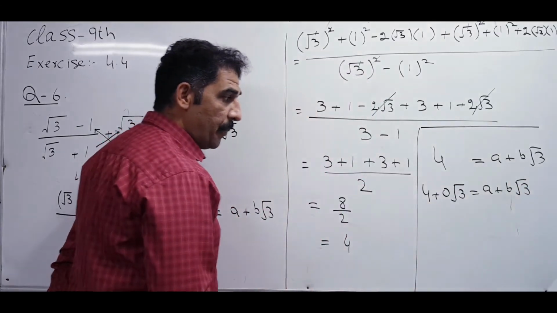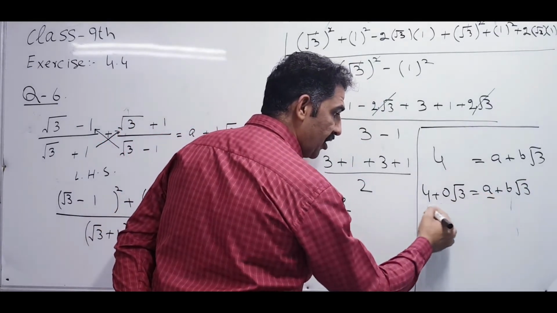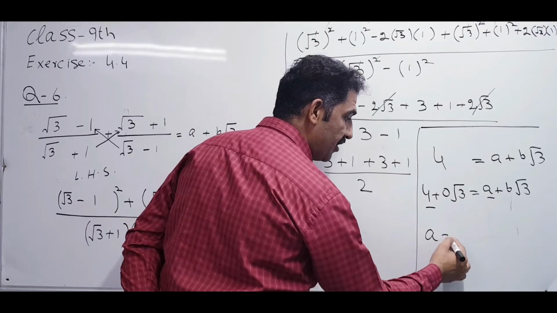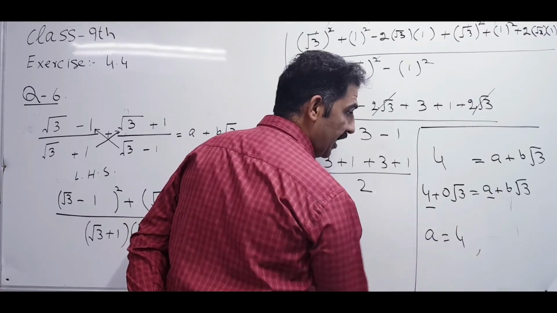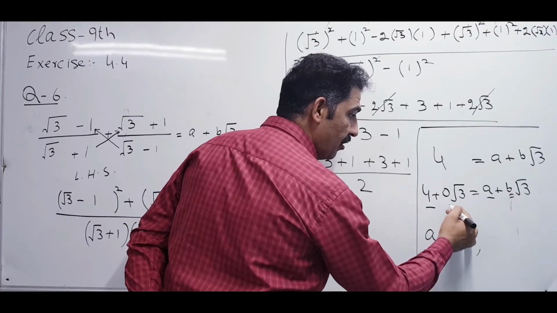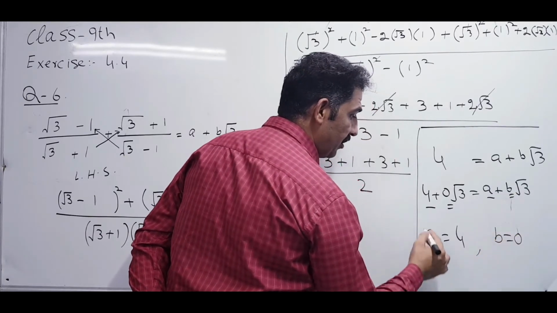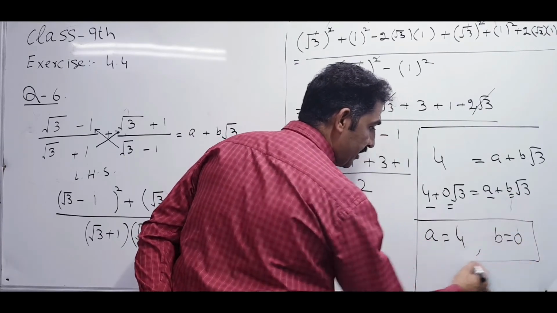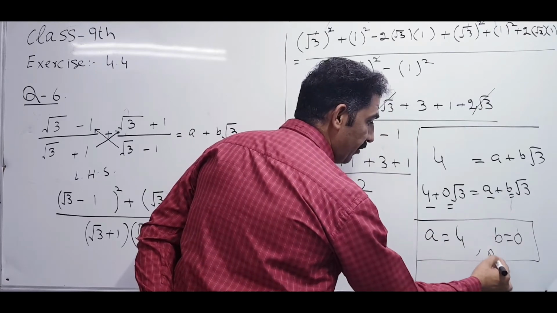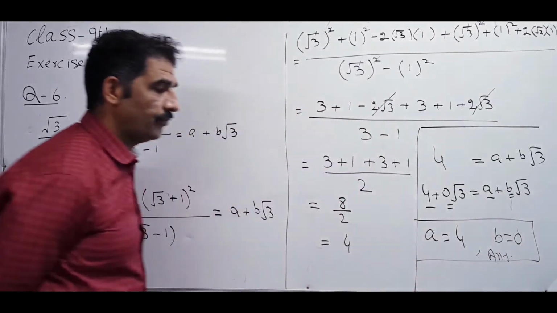Now when you compare, the first term is equal to the first, so a is equal to 4, and the second term is equal to the second, so the value of b is equal to 0. That is our required answer, which is the demand of the question.